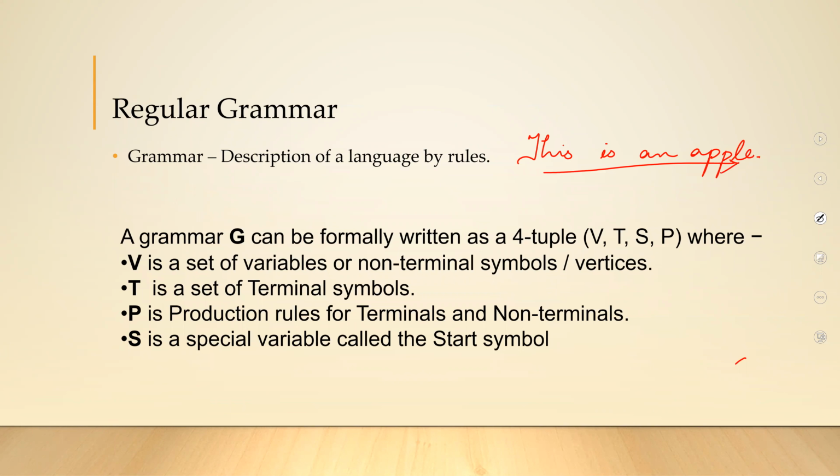Similarly, when we talk about programming languages, you do have something called regular grammar. And as I was telling you earlier, grammar is nothing but description of a language by rules. You cannot write a sentence like "this is apple." You should have something like a, an, the, and all that. The same way, even when we come to languages, you do have a set of rules and they are governed by something called grammar. Today what we will see is, what do you mean by regular grammar?